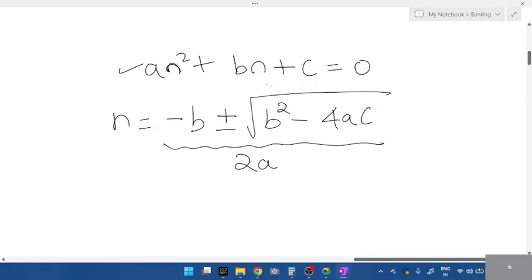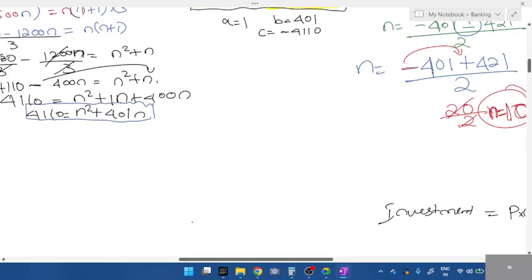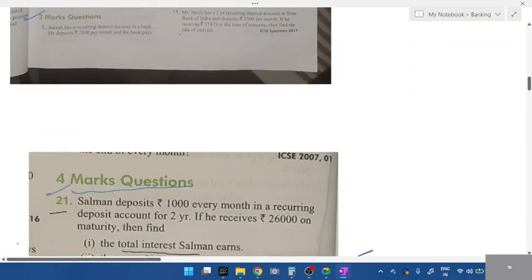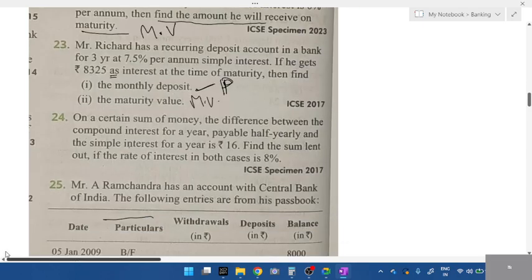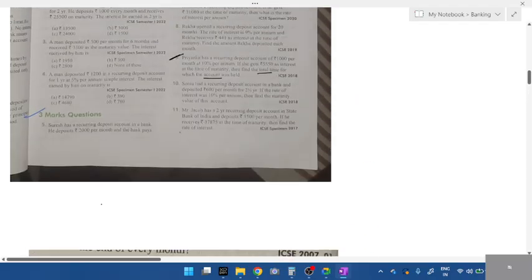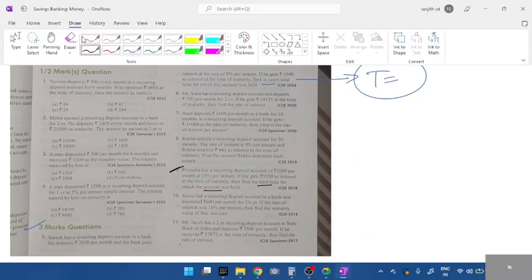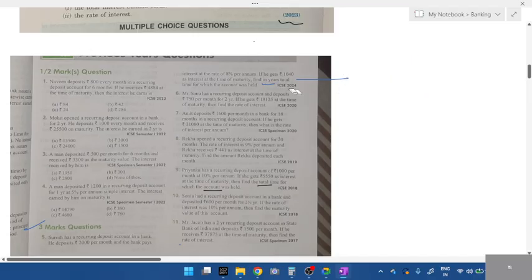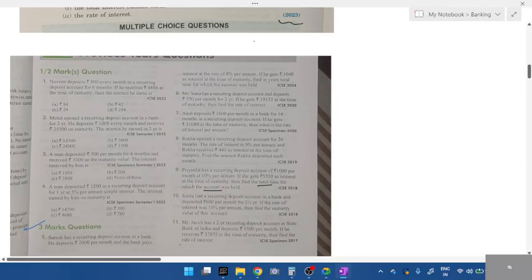Another 10 minutes left. Shall we do the next one? Just make a note, students. I'll give you all a question. Can you all see the fifth one here? Board exam question, 2024, for 3 marks. Fifth one.